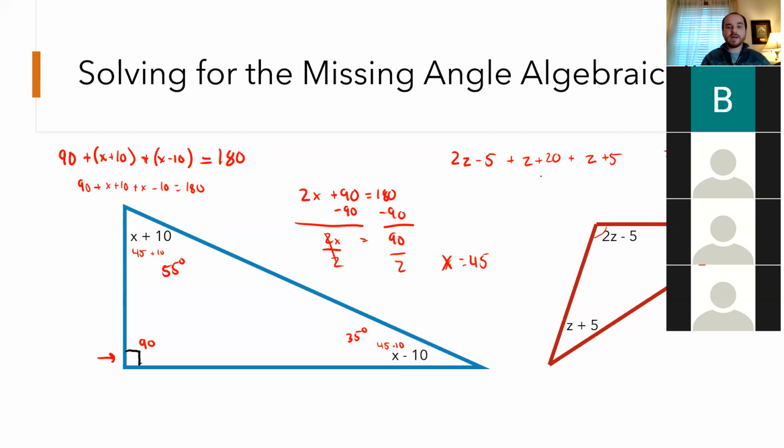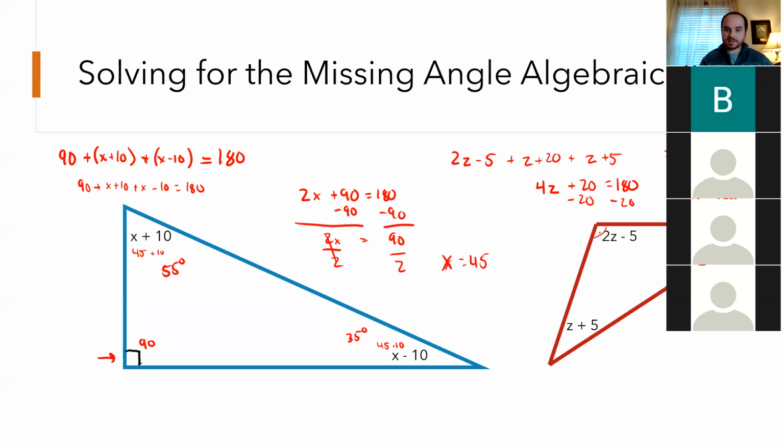So now we're going to combine our like terms. How many z's do we have total in this? Yep, we have 4 z's. And what do all of my numbers add up to? So I have a negative 5, I have a positive 20, and I have a positive 5. Yep, they add up to 20. So we end up with 4z plus 20 equals 180. And then much like this other equation, all we have to do now is solve it for z. So we subtract 20 from both sides, gives us 4z equals 160. Divide by 4, and we're left with z equals 40.